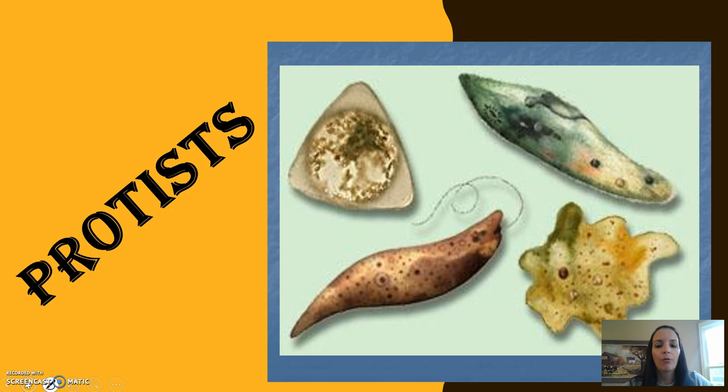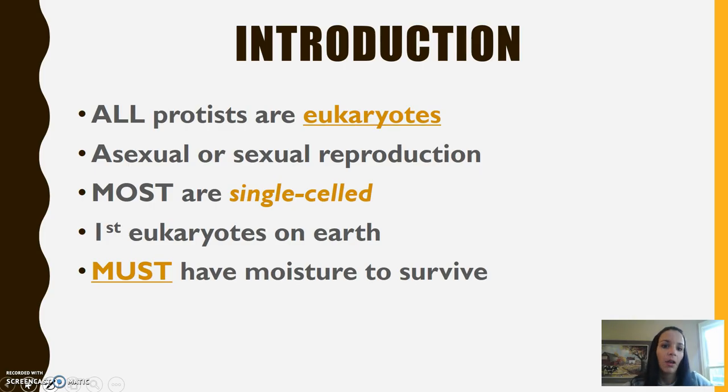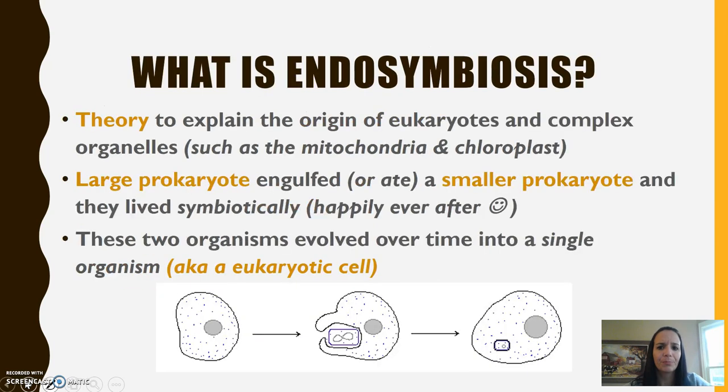So we're going to start off with some protists. A little introduction for you. You need to know, first of all, that all protists are eukaryotes. So these are the smallest animals that are eukaryotes, and most of them are single-celled. They can reproduce both asexually and sexually, and they were also considered the first eukaryotes on Earth. Another really big thing you need to know is that they must have moisture to survive.